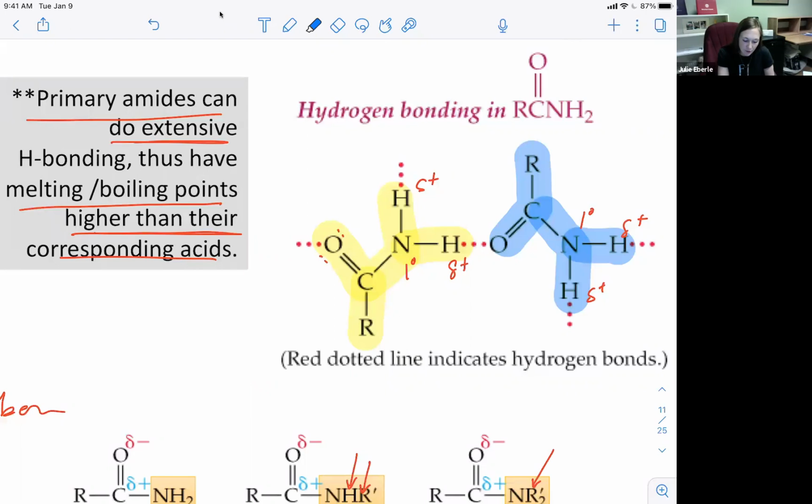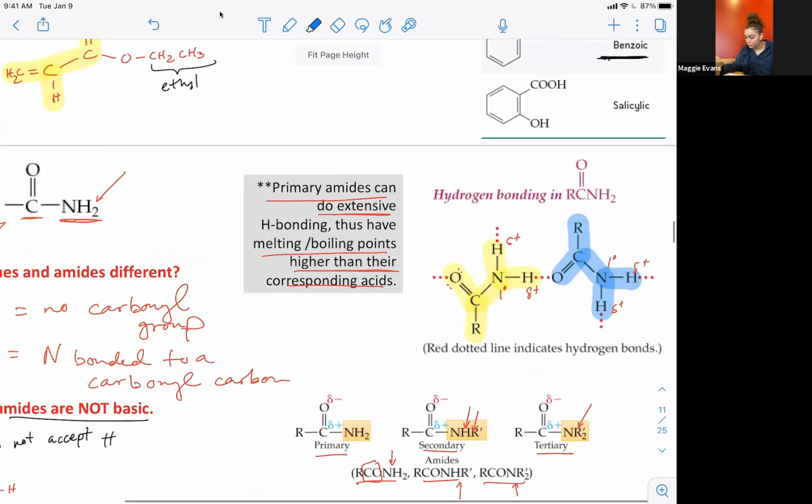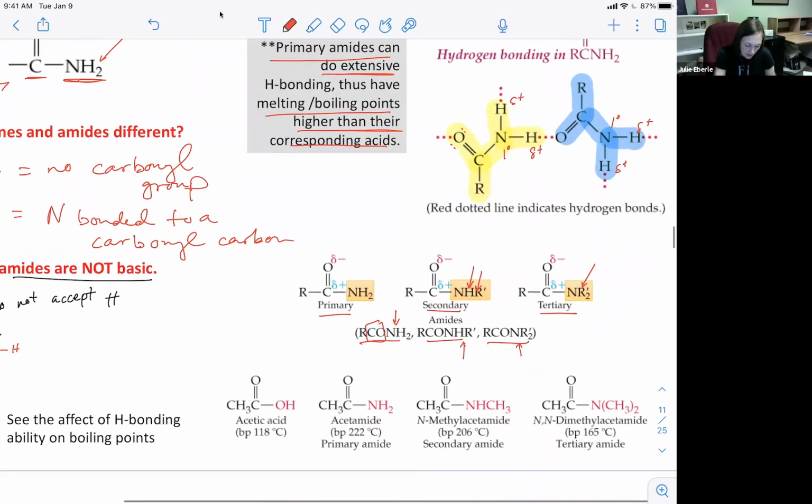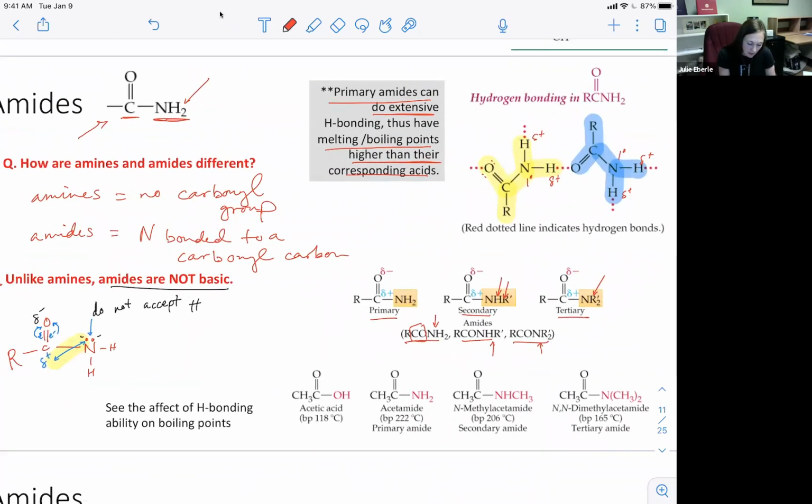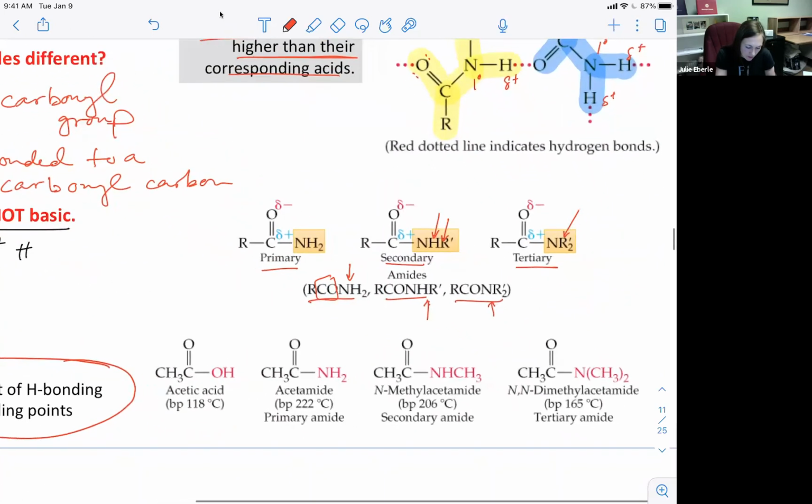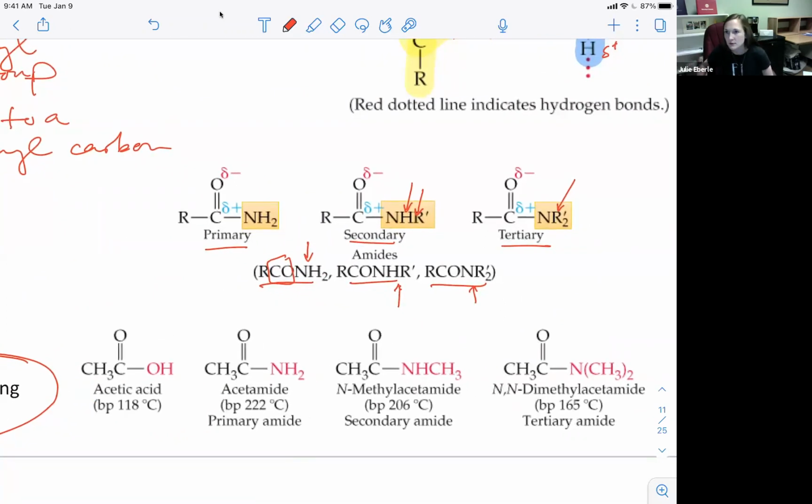So you can get hydrogen bonding through the electronegative oxygen and the partial positive hydrogens on the nitrogen. Because of all that hydrogen bonding, to see how this property affects boiling points, I threw this little figure in straight from your textbook. So what is this figure doing? It is comparing, this is a straight carboxylic acid. This is acetic acid. Why? Because you have this OH group bonded to the carbonyl carbon. That's a carboxylic acid. And you can see its boiling point right here.